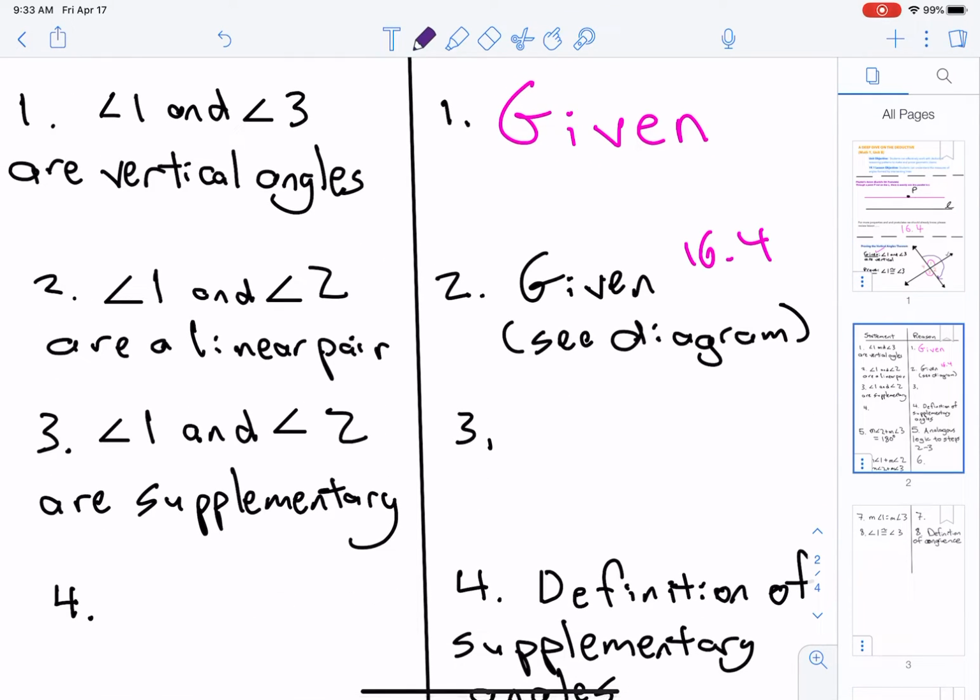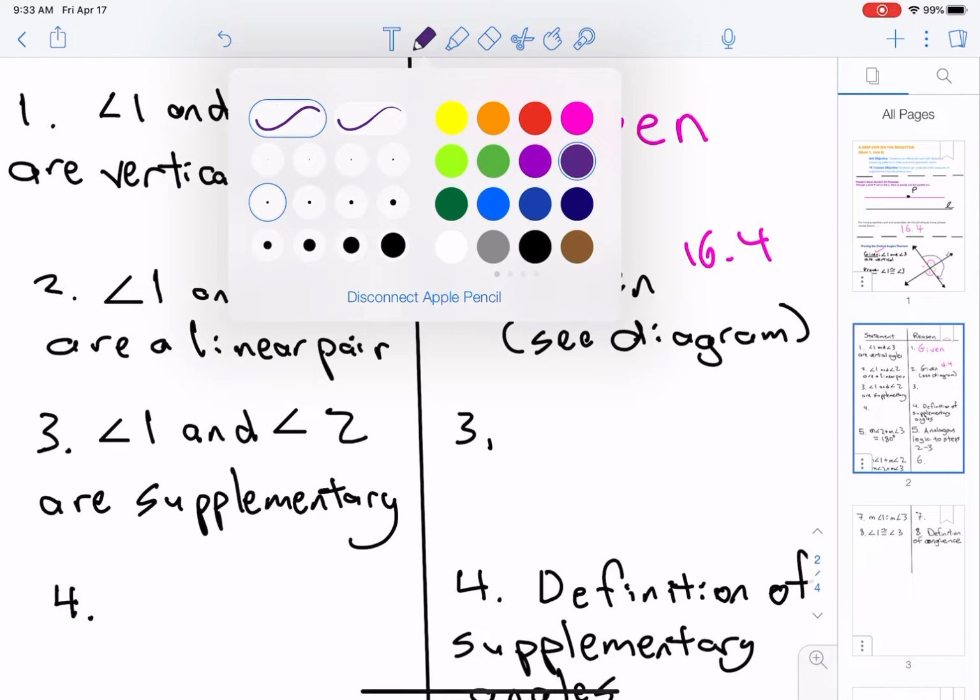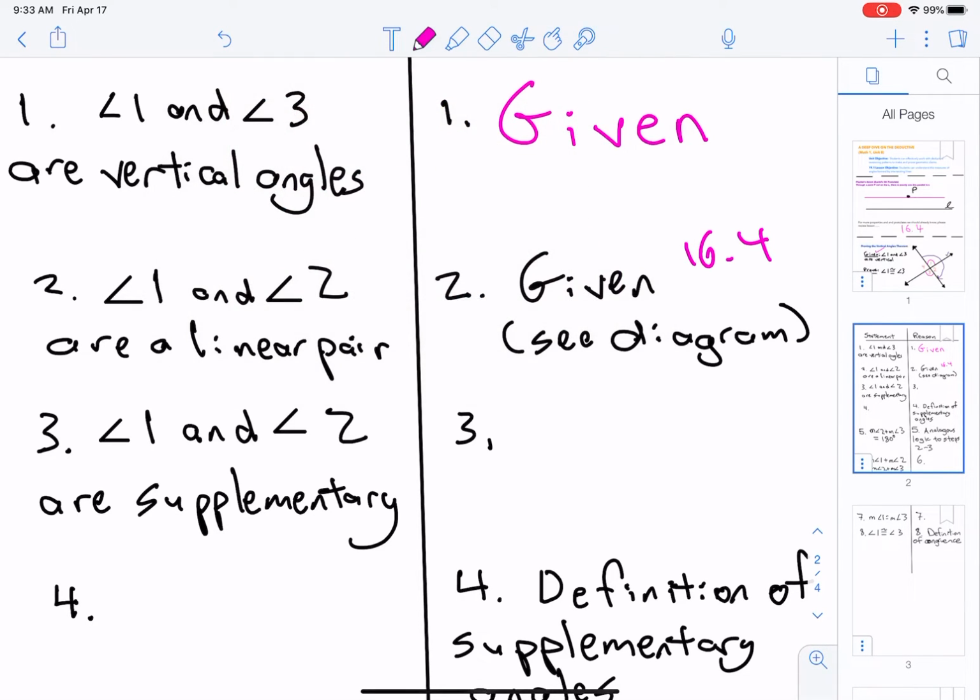So angle 1 and angle 2 are supplementary, and I just gave you the name of that theorem that would tell us that. If you remember, that's called the linear pair theorem. I apologize for my bad handwriting here. I'm learning my new technology.